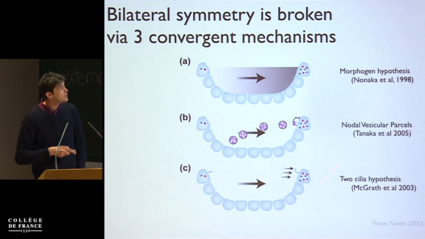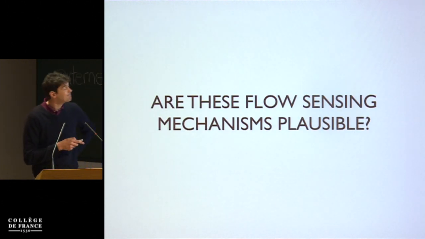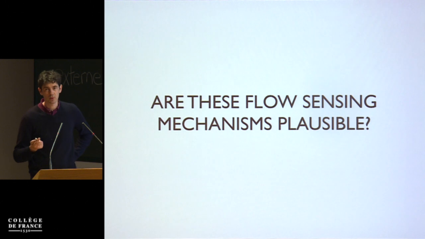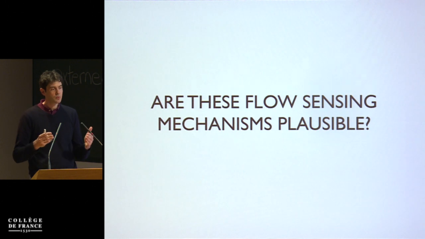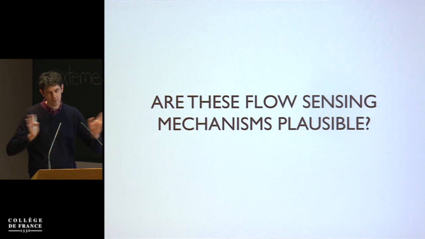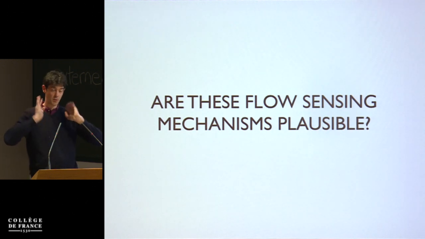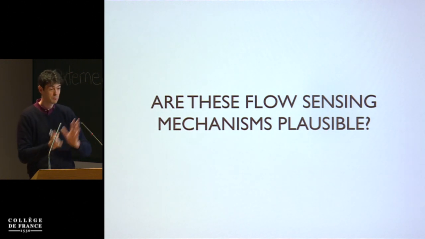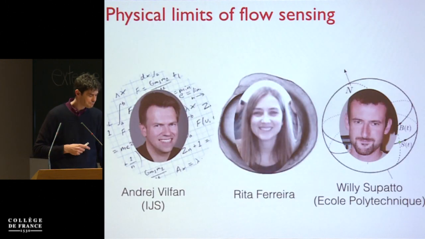So how can we reconcile these models with the flow profile that we see in vivo and in fish? So we simply asked this question: are these flow sensing mechanisms plausible given the flow pattern we observe? And our idea here was to completely forget about genetics, forget about molecules and genes, and just look at the system from a physical point of view. Just look at the forces and see how they distribute, and then put them back into these models and see whether they are physically viable.